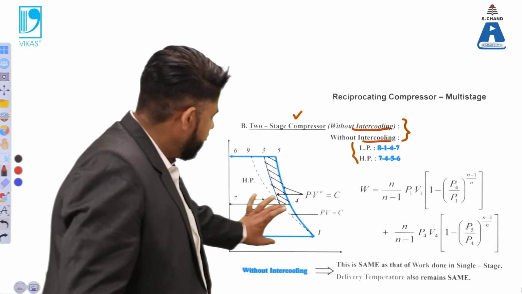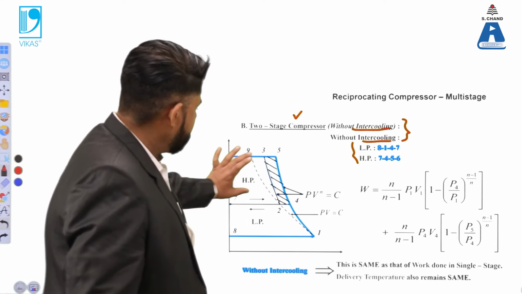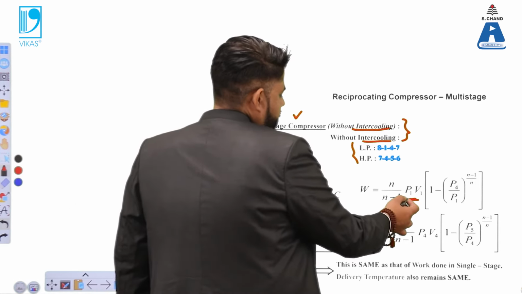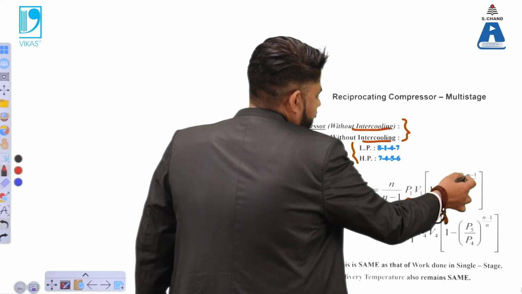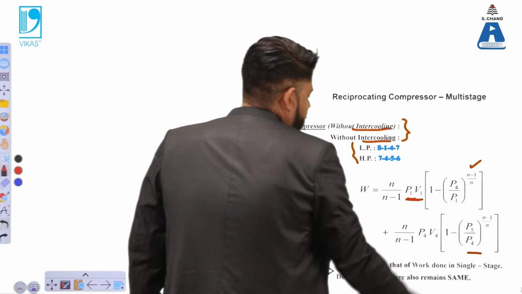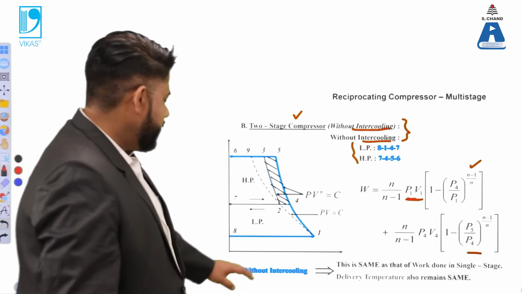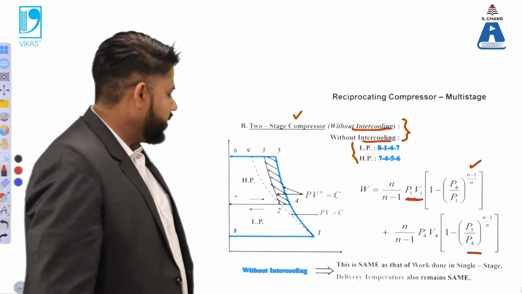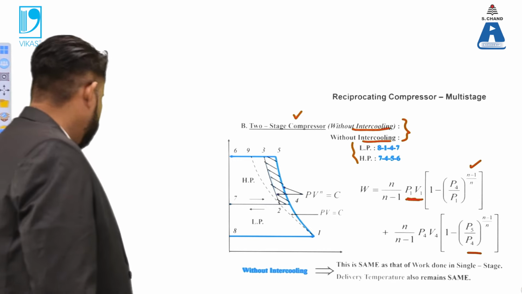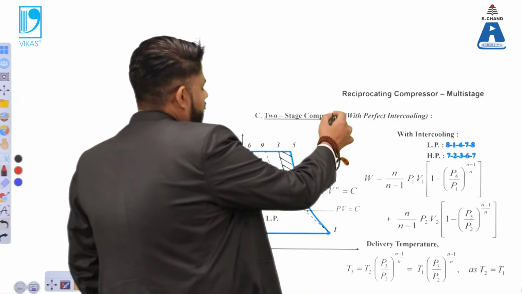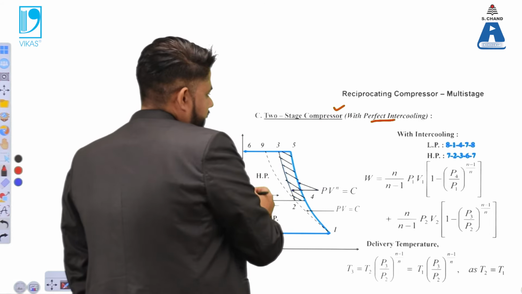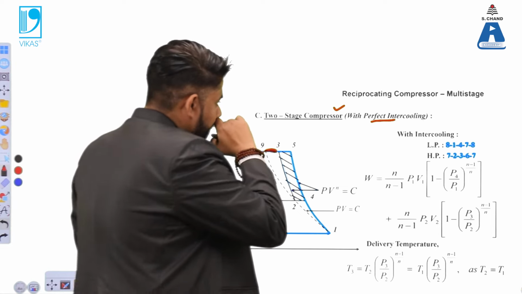So one is particularly for this region and second is particularly for this region. The formula for work done remains the same: P1 V1, P4 by P1 raised to the power n minus 1 by n, P5 by P4 raised to the power n minus 1 by n. So the same thing is there for the case without intercooling also.